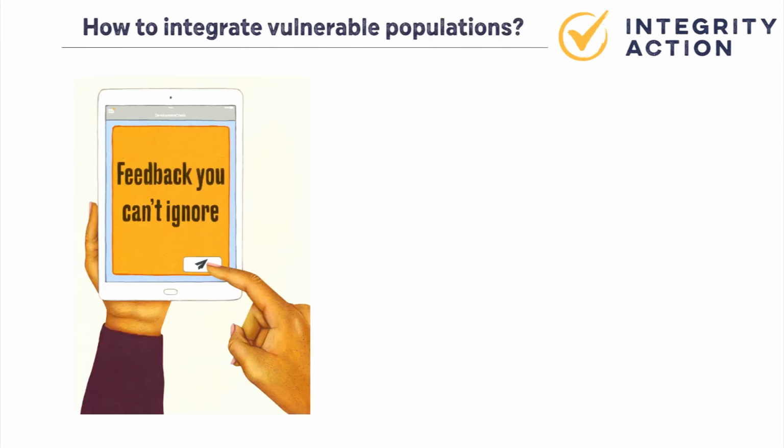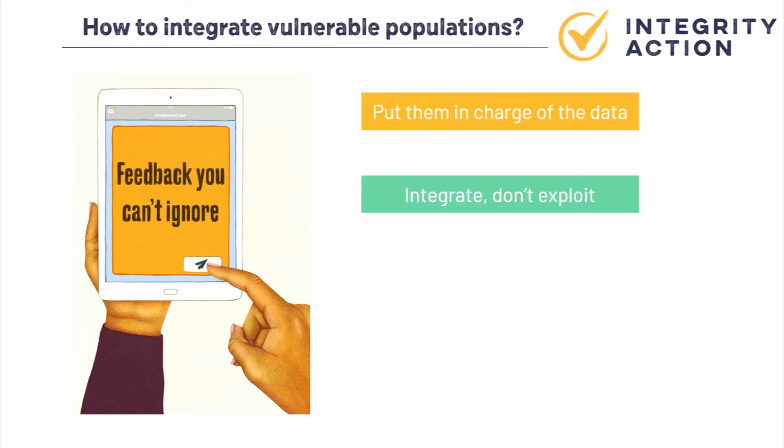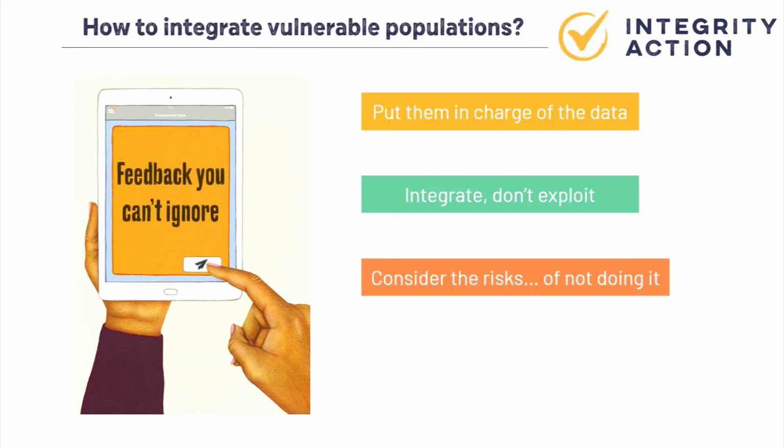So in conclusion, how do we integrate vulnerable populations into our data cycle? We put them in charge of the data, especially collection. We build the cycle around them, so they're integrated, rather than risking exploiting them by forcing them into our own existing MEL cycle and donor needs, for example. And we acknowledge that there are risks of involving them, but we believe the risks of not involving them and leaving them out are much worse.